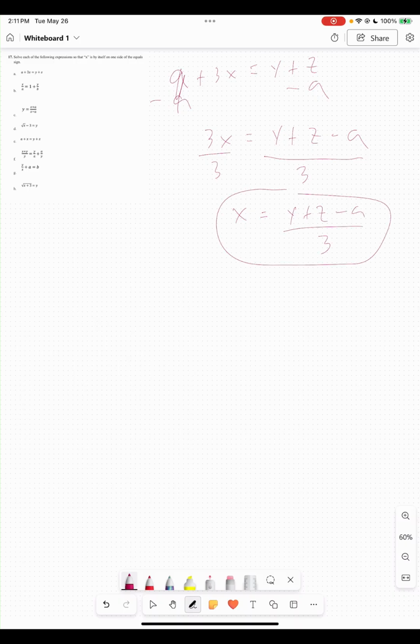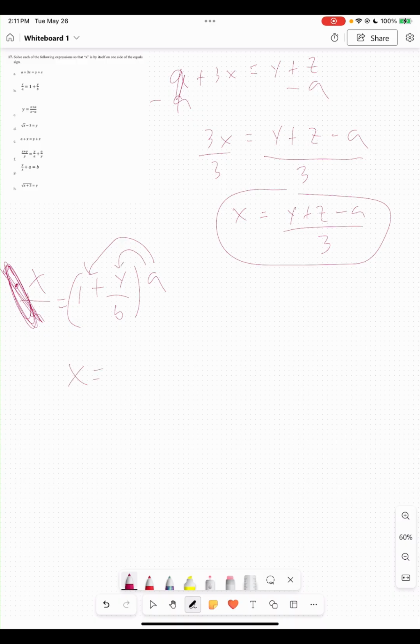Okay, next up, I've got x divided by a equals 1 plus y over b. So I want to get this x by itself. This x is being divided by an a, so I can multiply both sides of this by a. And if I do that, I have to multiply everything on the right-hand side of the equal sign by a as well. So that a kills the a in the bottom like this. This a is then going to get distributed across both of these.